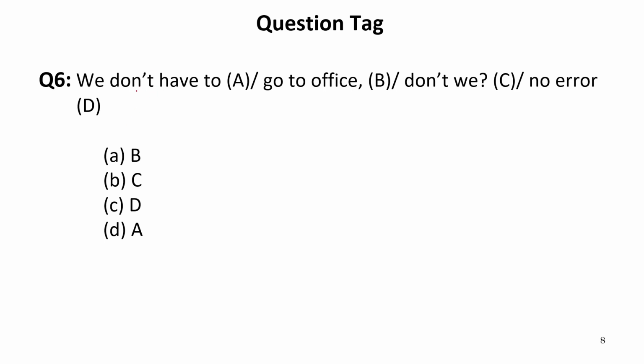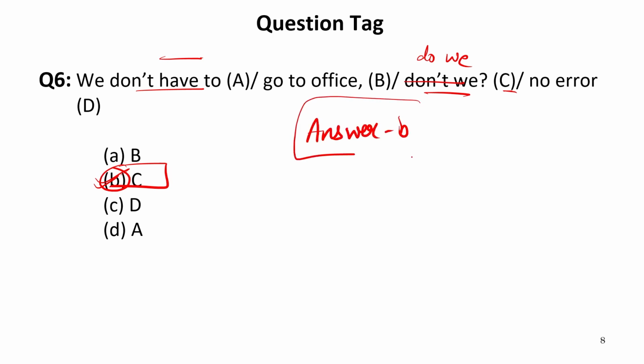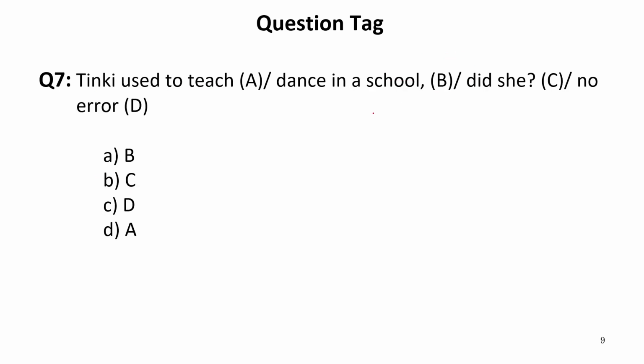In this sentence, it is written don't have to. It means the sentence is negative. The statement is negative. So the question tag has to be positive. We don't have to go to office. So this is present indefinite tense. In case of question tag, the helping verb will be positive. So it should be do we in place of don't we. So again, the error is in part C and C is given in part B. So our answer is B again. Now let us move to the next one.